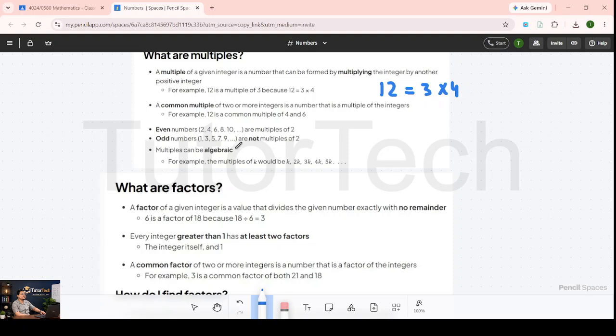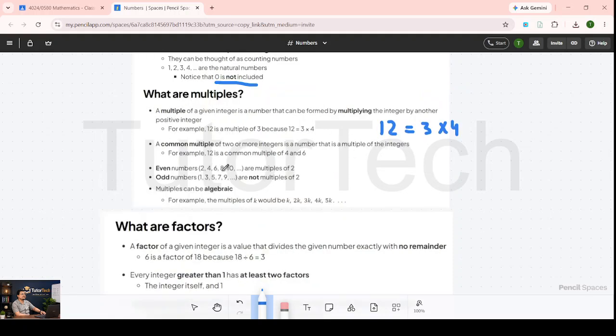And also, multiples can be algebraic, like we can write down k, or we can write down 2k, 3k, 4k, 5k. All of these are algebraic multiples. So in this, we have covered what are multiples, then common multiples, then even multiples, odd multiples, and algebraic multiples.